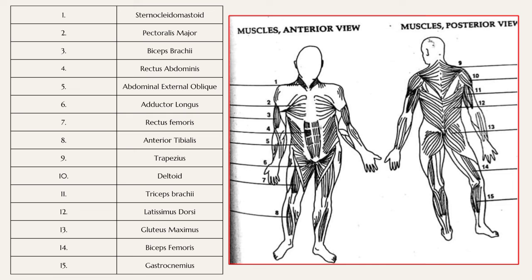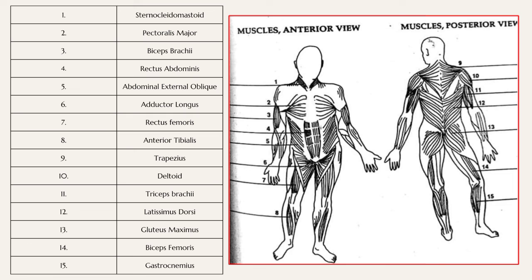Number 12, latissimus dorsi. It works collaboratively with the teres major and pectoralis major to perform actions of the upper extremity. Together, these muscles will work to adduct, medially rotate, and extend the arm at the glenohumeral joint.